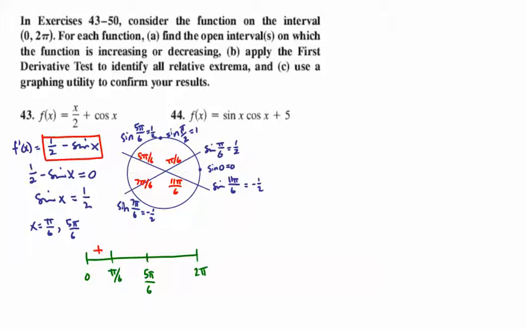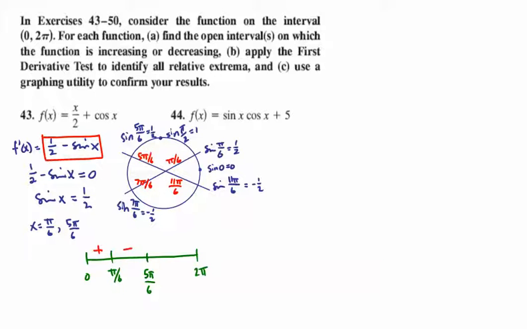Now between pi over 6 and 5 pi over 6, sine increases from 1/2 up to 1, and then decreases from 1 down to 1/2. But in either case, from pi over 6 to 5 pi over 6, sine is greater than 1/2. So that means that in that interval it will be negative.